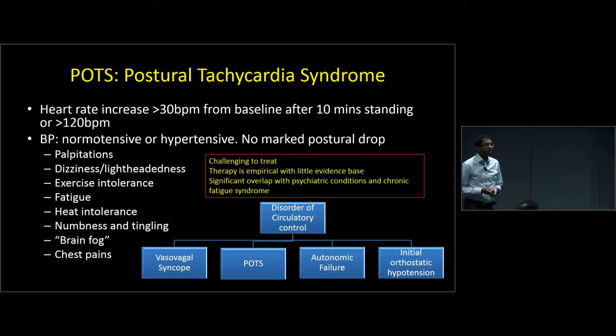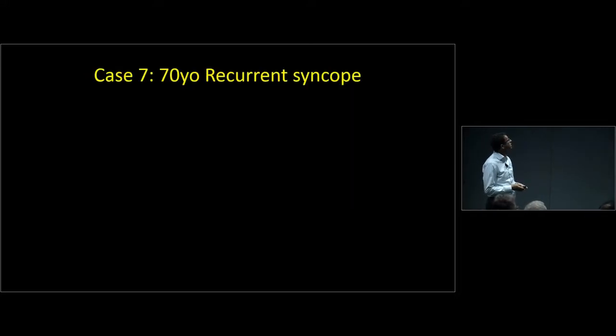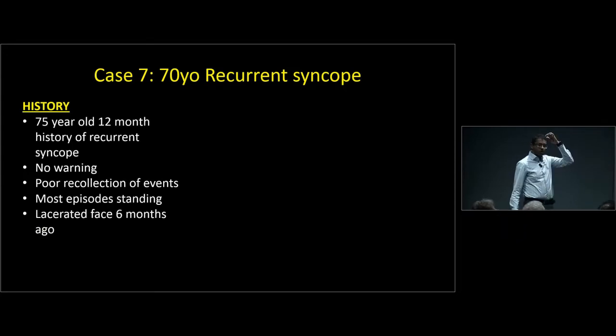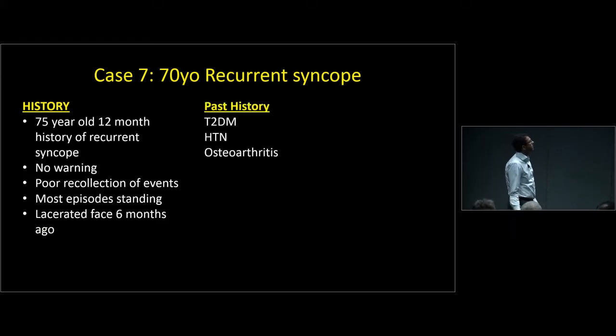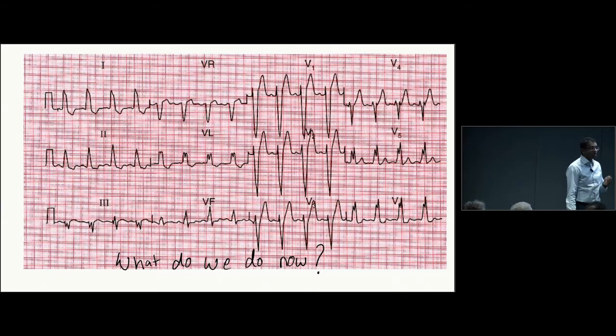So that's POTS. I'll move forward because I think we're running short of time. I've got a couple of last cases, and then obviously happy to chat further. Here's a 70-year-old patient who's had a few syncopal events and doesn't really get any warning. In fact he had a laceration to his skull about 6 months earlier following a collapse. He has a past history of hypertension and is on a few antihypertensive pills. Obviously, we'd get a little concerned about the antihypertensive drugs, and maybe there's a component of postural hypotension or drug-induced pathology. But here's the ECG.